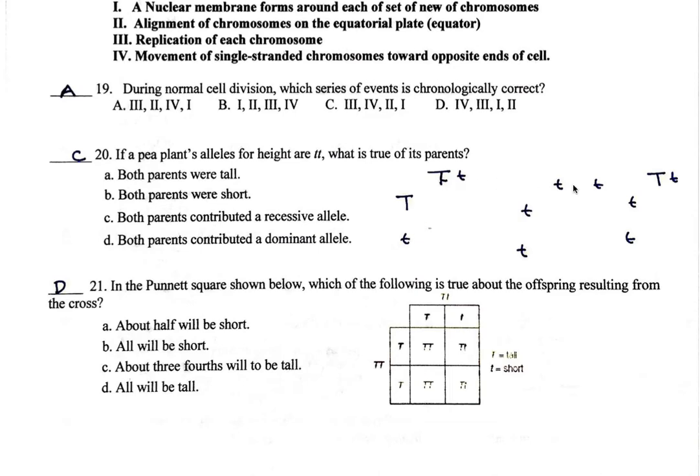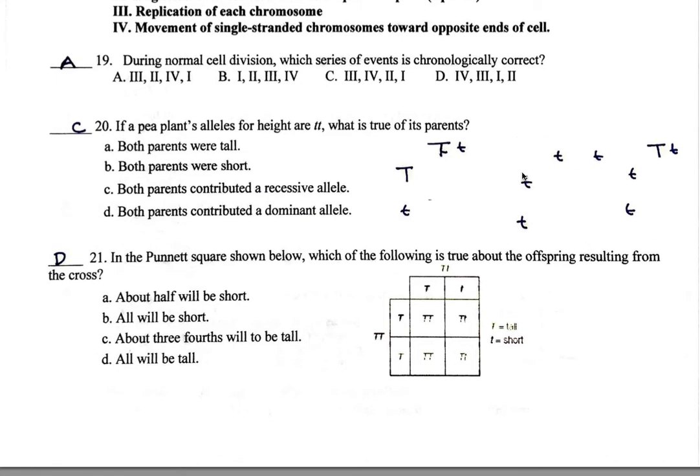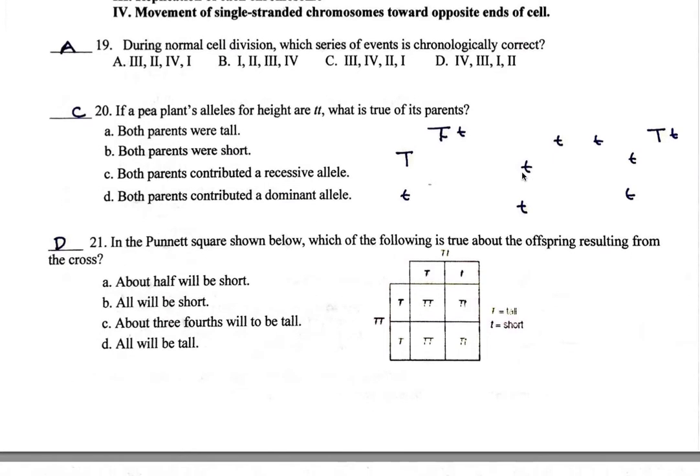Both parents contributed a recessive allele. That's true here, that's true here, and that's true here. So that one's okay. Let's check the last one. Both parents contribute a dominant allele. We don't need that. If you look here, you can still have a child that's little t, even though there is no dominant allele in the picture at all.